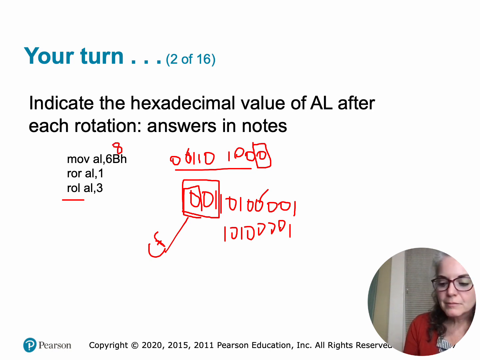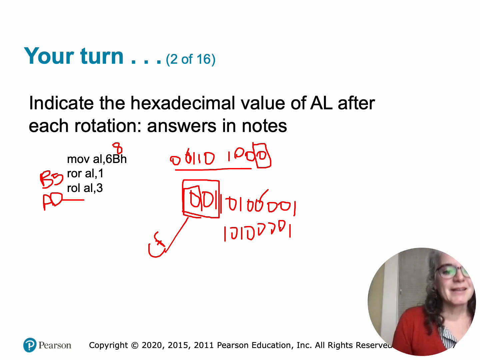If it's a B, this is what you should get. I have the answer in the notes section, and just try it on your own with a B instead of an 8. This will be B5, and this will be AD hex. Okay. Sorry about that. Apparently I can't see.